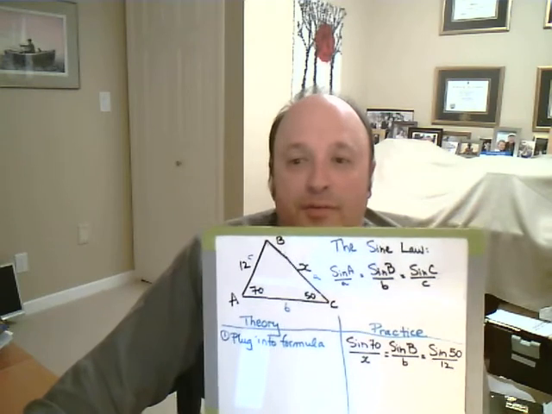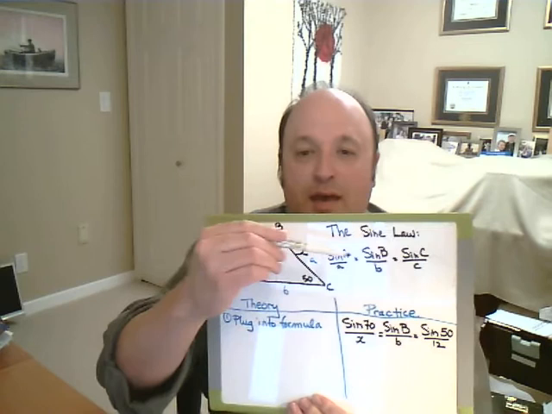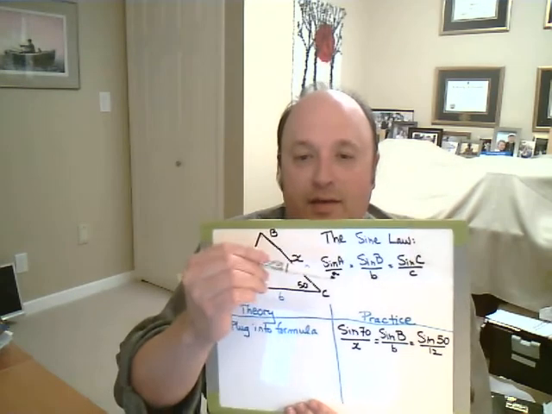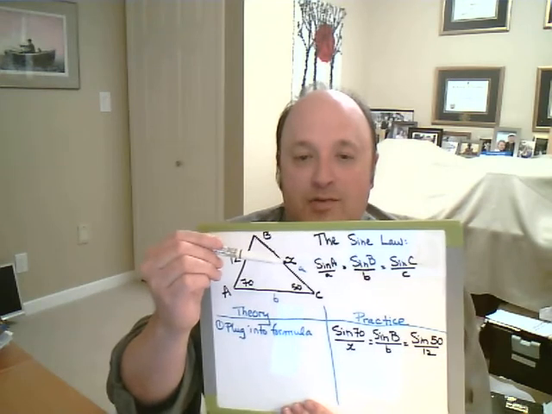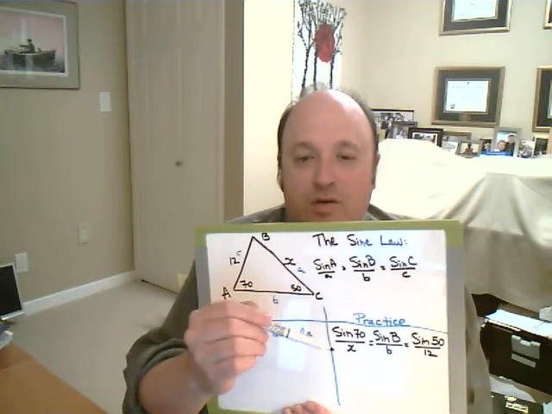So it's a formula, right? And you just plug in the values of the formula. You know, sine big A. Well, big A is 70. So sine 70 divided by little a, right? Little a is the opposite side. So an angle and its opposite side. Boom. So there's sine 70 over x.